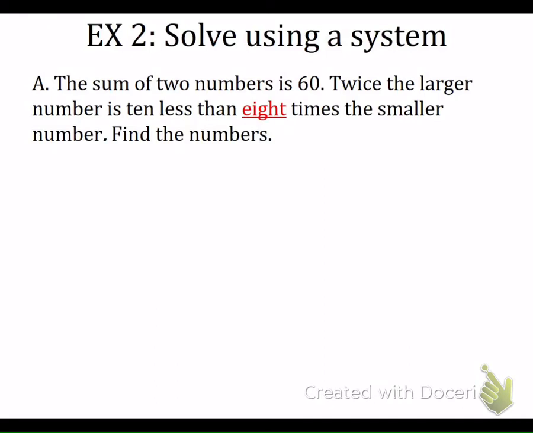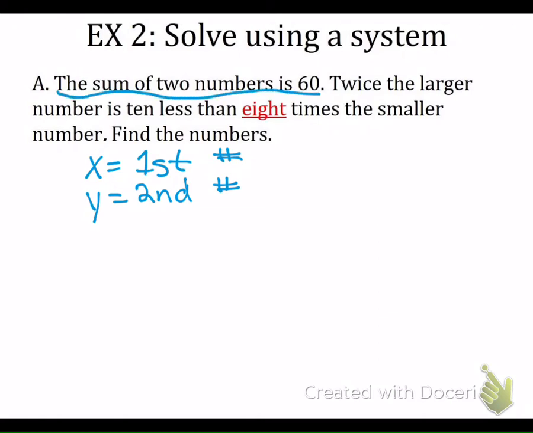All right, the sum of two numbers is 60. Twice the larger number is 10 less than 8 times the smaller number. Find the numbers. Oh my goodness. All right. Let's start just reading through it again. The sum of two numbers is 60. So I'm going to call X the first number, Y the second number. All right, what do I know about X and Y? When you add X and Y, you will get 60.